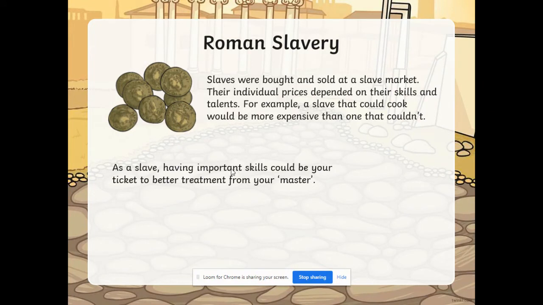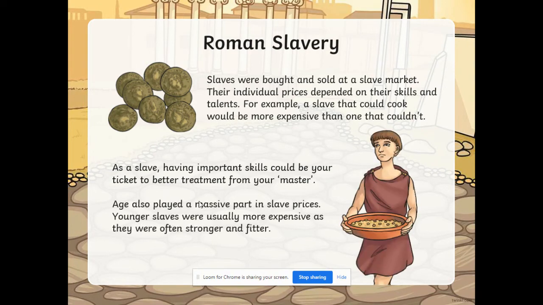As a slave, important skills could get you treated better. You would get more food. Age also played a massive part in slave prices. Younger slaves were usually more expensive as they were often stronger and fitter. Also, if you bought a slave young, you had time to train them to do the task that you want them to do. So they could be easily trained into the task you want them to do. So that's very important as well.